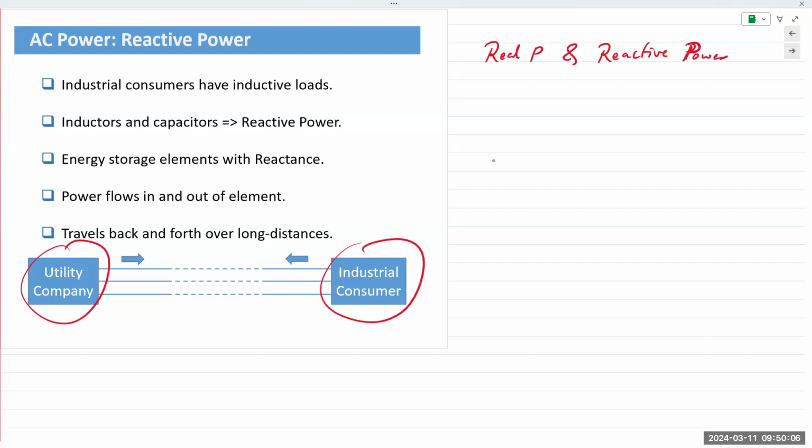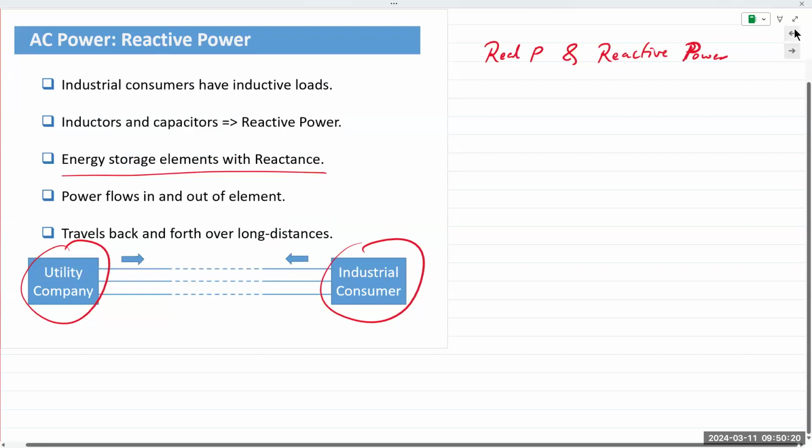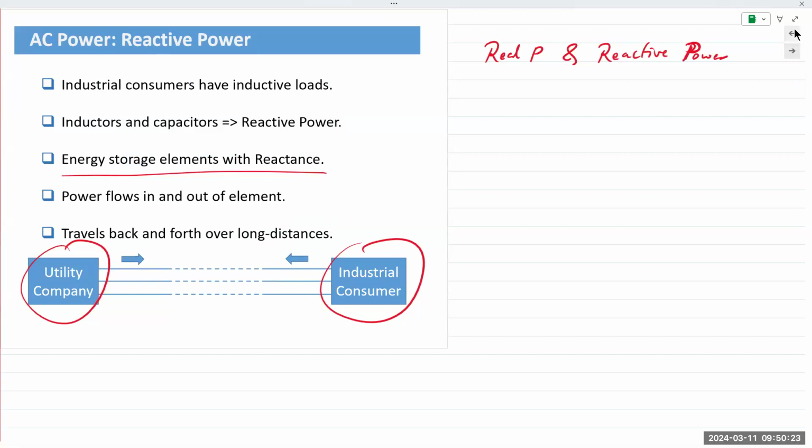So the solution is the capacitor. Instead of making the power travel back and forth all the time, they install a capacitor or a bank of capacitors in front of the inductive loads. Remember, I mentioned last week, power flows out of the inductor, and because a capacitor has opposite phase to the inductor, when the power flows out of the inductor, it will flow into the capacitor.